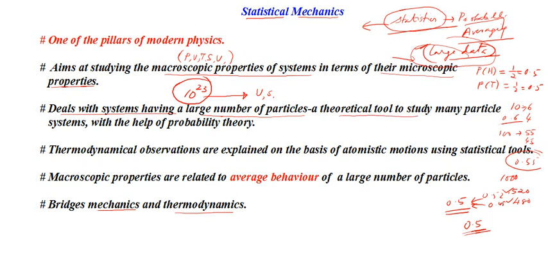Always remember, we don't use statistical mechanics to study the motion of the Earth around the sun or the motion of a cricket ball. No, we won't use it. It's not the arena. You'll be using statistical mechanics only when the number of particles in the system is pretty large, so that the probability idea will give you values which are very close to reality.